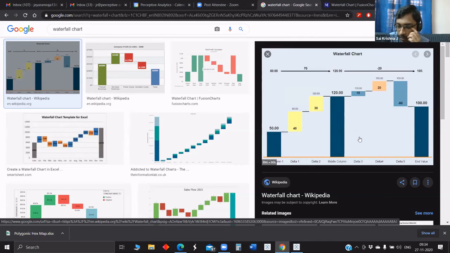So for example, let's say last month's sales was $50. This month's sales was $120. So what are the 2 reasons, or the 2 categories, or the 2 drivers which have contributed to this increase of $70? That is what is displayed by delta 1 and delta 2. Similarly, on the other side of the middle column, we have 3 reasons, delta 3, 4 and 5, which constitute the difference between the 120 and the 100.